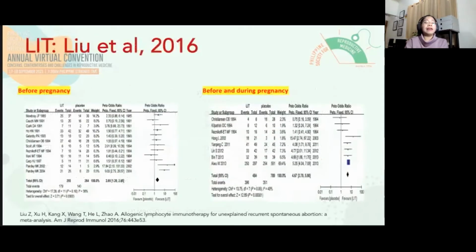Now, how about the evidence for LIT given before pregnancy or before and during pregnancy? This is answered by a meta-analysis done by the group of Liu et al., published in 2016. LIT that is performed only before pregnancy can improve live birth rates in women with RPL with an odds ratio of 2. However, if immunotherapy is performed before and during pregnancy, then it significantly improved the live birth rate with an odds ratio of 4.67. So it's better to give the LIT before and during pregnancy rather than just before pregnancy, although both strategies produced an increase in the live birth rates.